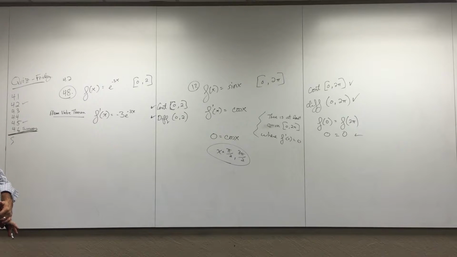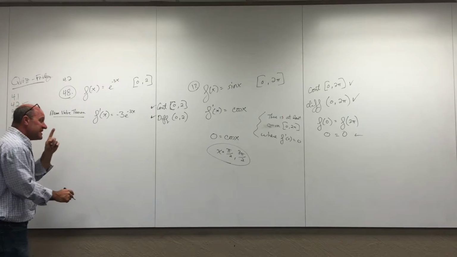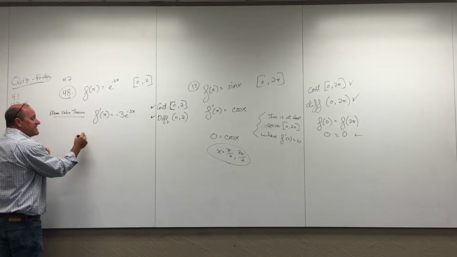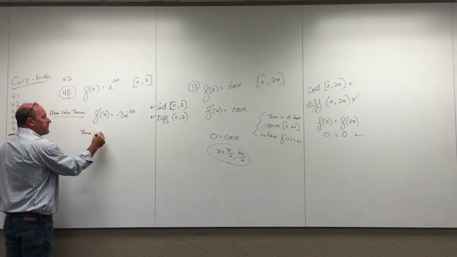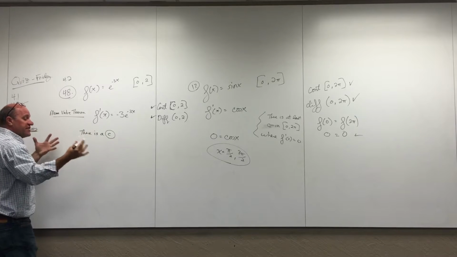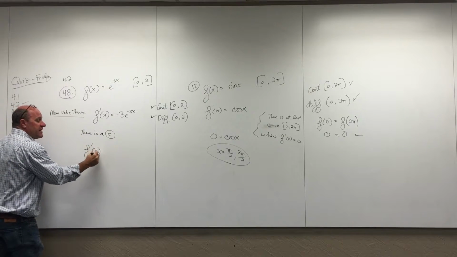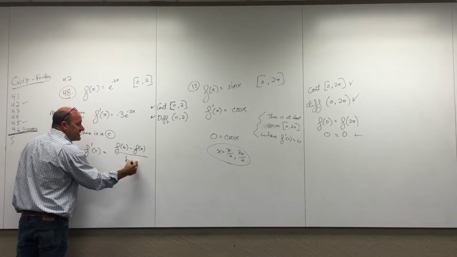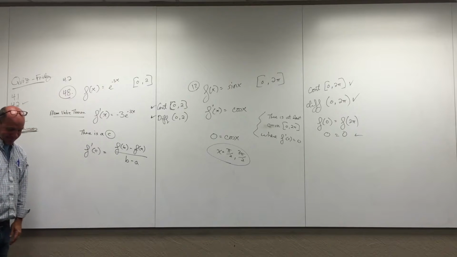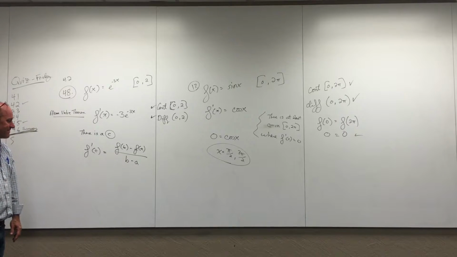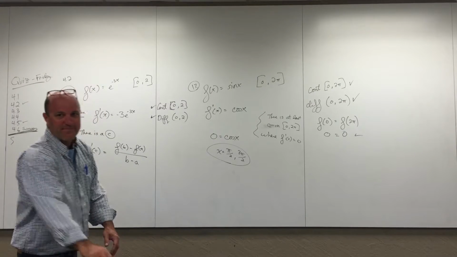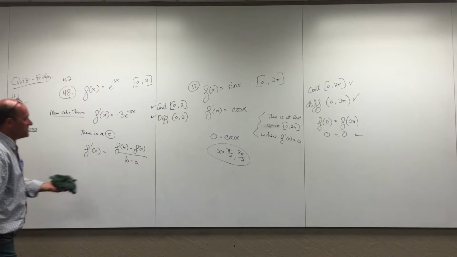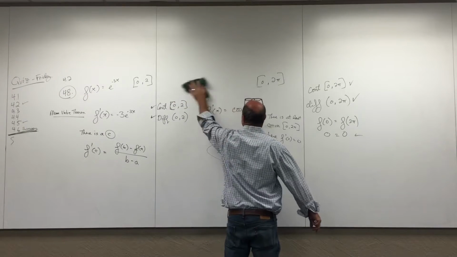So now what does the mean value theorem say? It says you're guaranteed that there's a c value. Again, you're guaranteed to have this c value. There is a c such that this happens: f prime of c equals f of b minus f of a, all over b minus a. That's what it says. So, I wonder what I could do. What could I do?